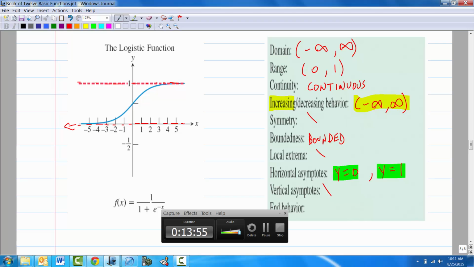Do look at your assignment. The assignment is actually not that bad. You basically have to look at your book and then just answer questions based off of that.